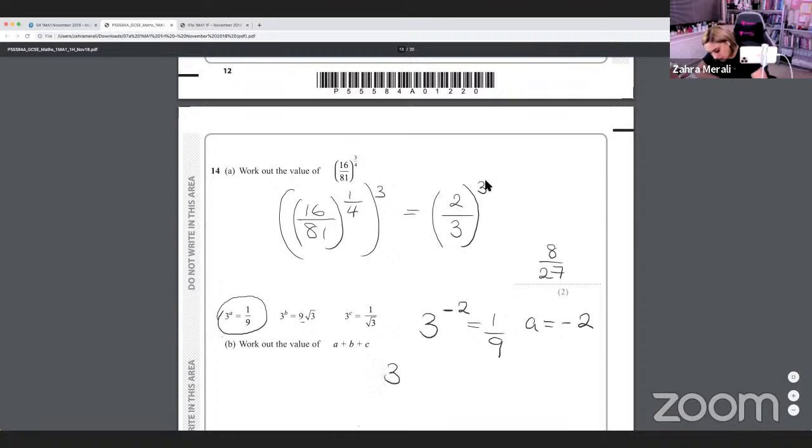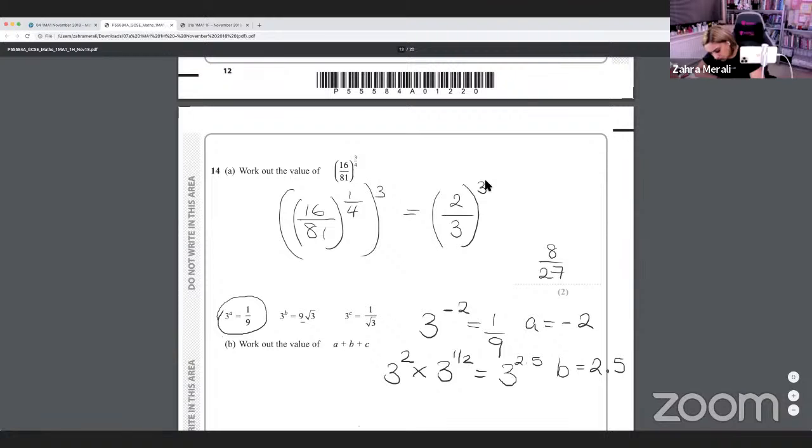9 is the same as 3 squared. Root 3 is the same as 3 to the half. When I times them, I add the powers. So I'm going to get 3 to the 2.5. Yeah, 2 plus a half. So B is 2.5, or 2 and a half.